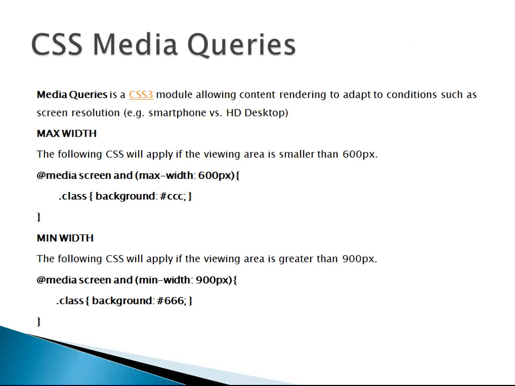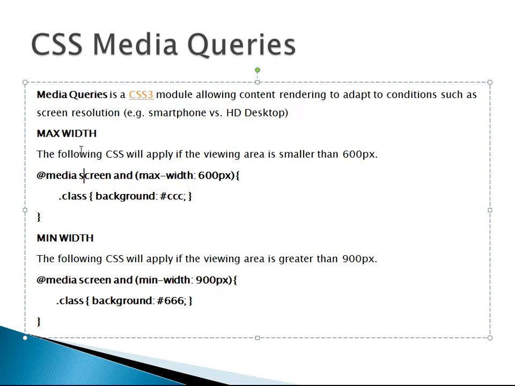Alright, so CSS media queries. Media queries are actually a CSS3 module, and it allows your content to render to adapt to conditions like screen resolution and screen size. You can see an example here. We have the max-width property, and we're setting the max-width to 600 pixels. So here we have a class that has a background of light gray. This would only be applied when the screen is 600 pixels or less, because this is our max width.